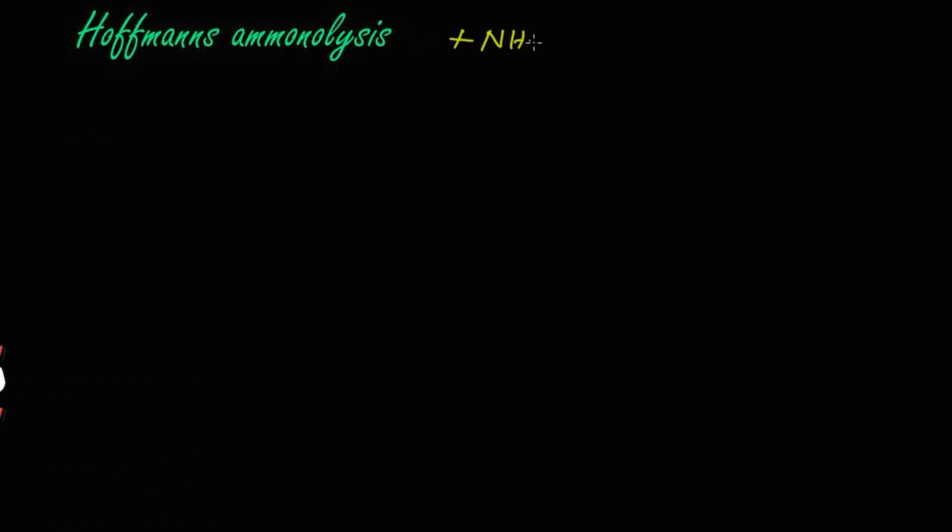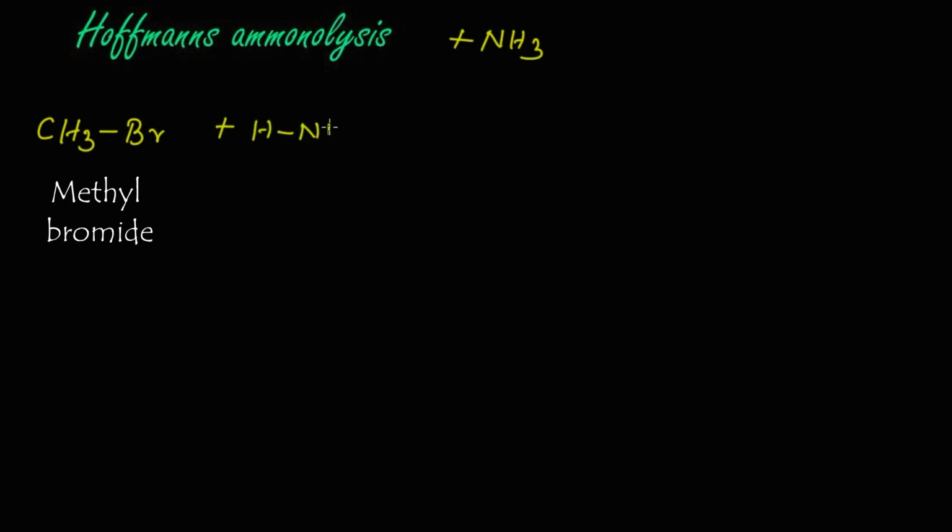Next, we are going to prepare amines from alkyl halides by Hoffmann's ammonolysis reaction. Ammonolysis means addition of ammonia. That is, we are going to add this ammonia to this alkyl halide. Here we are taking methyl bromide as a reactant. We are going to react it with ammonia, that is NH3. For our convenience, I am splitting this ammonia in this way. The reaction takes place on heating.